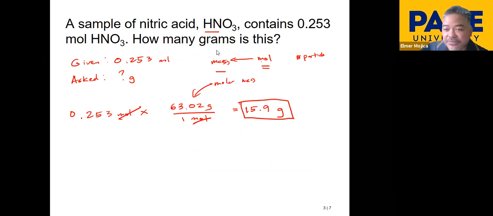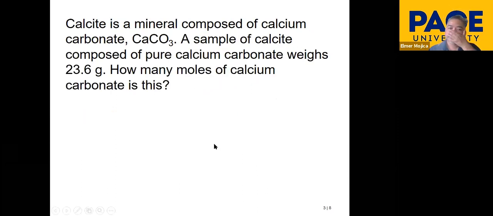It's not given, so you have the periodic table, you have to do it. But I just give it to you, 63.02, because we have a previous problem where we got the molar mass of this nitric acid. So let's go on to another one. Now this time, I think it's the other way around.